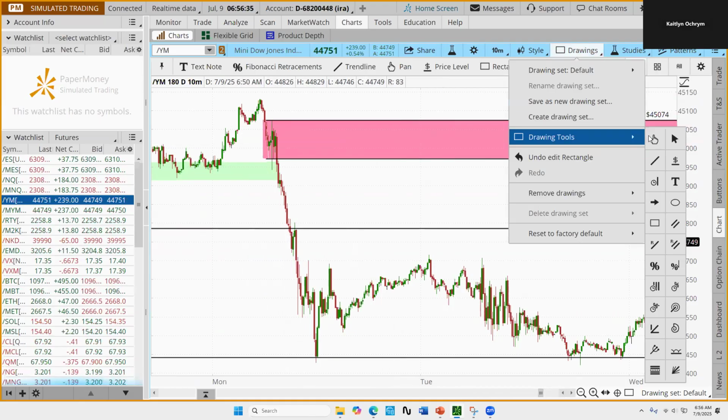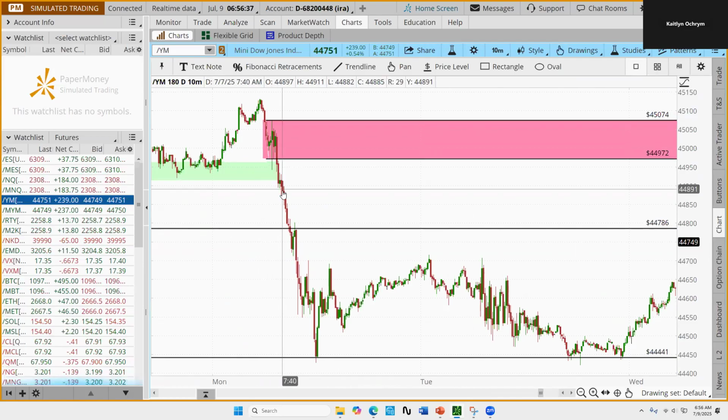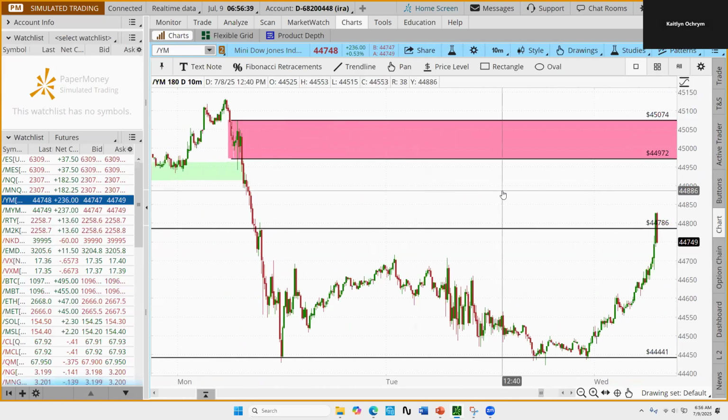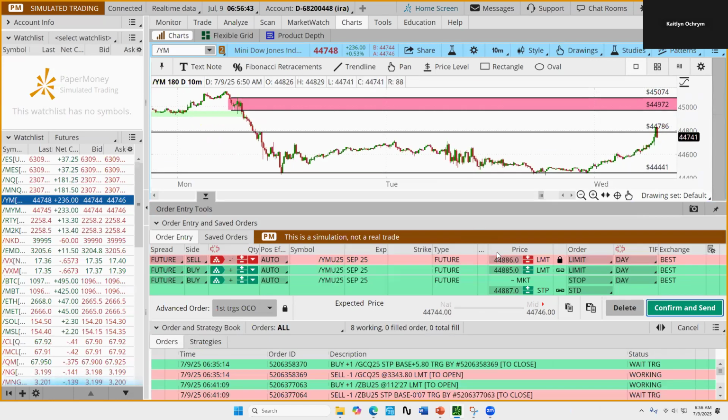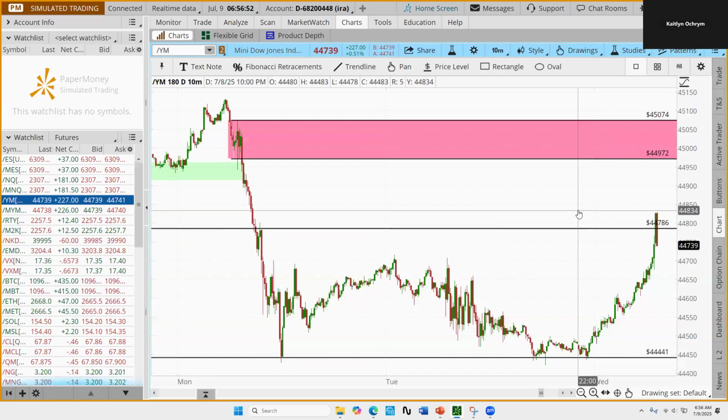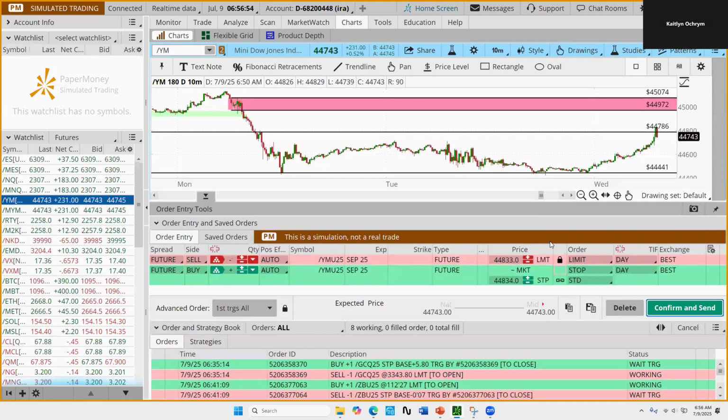Yeah, I really can't change it too much. You can see it's just a lot of basing and then it has a very strong breakdown. So I'm going to choose this zone, sell custom with stop. Entry price is 44,972. Sell custom with stop, 44,972. Stop price is 45,074.